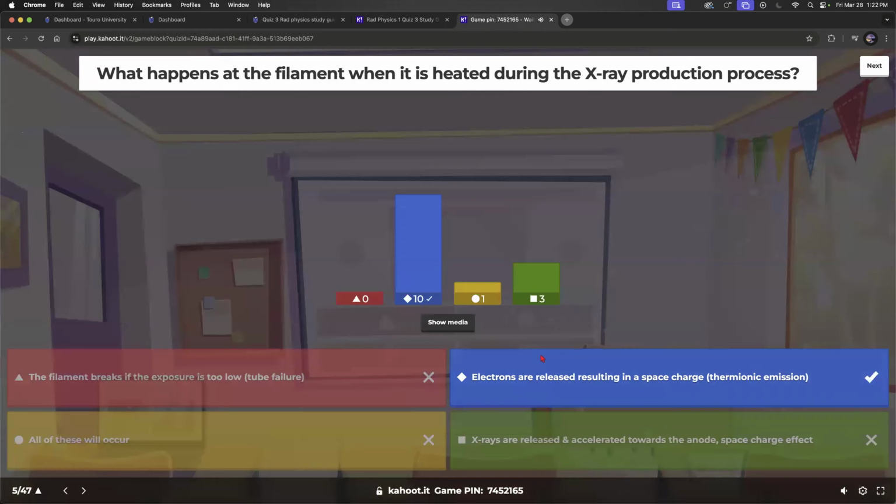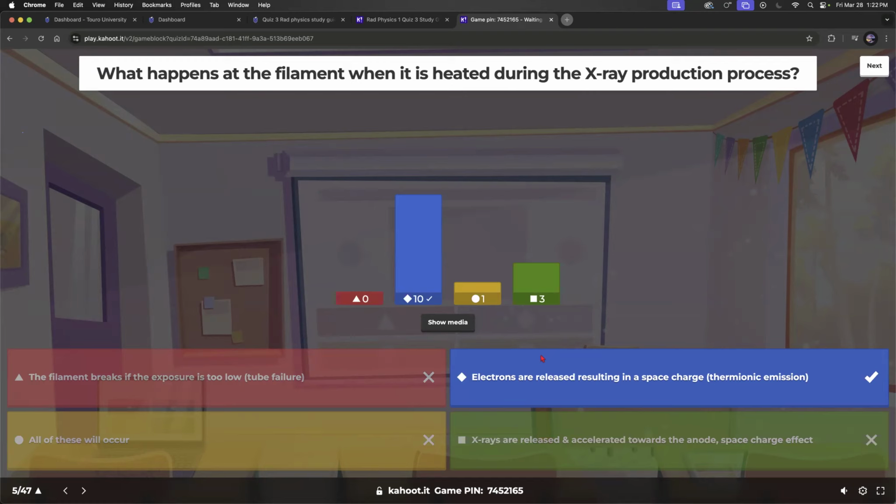All right, we got one answer for all of these will occur. We got one answer for X-rays are released and accelerated towards the anode. Why is the green one wrong? Let me get Ashley Henry. I haven't heard Ashley this whole time. Because it wouldn't be X-rays, it's electrons that are. Fantastic. So then if green is wrong, that means obviously the yellow one is wrong.